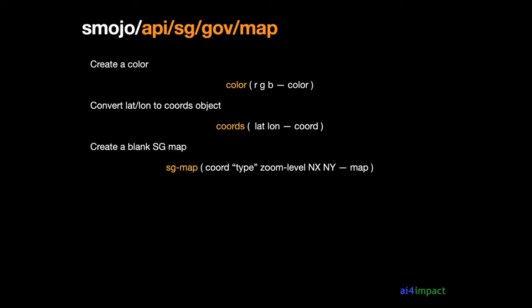Just to give you an overview, to summarize, the first input is the coordinate, then the kind of map you want. The API supports a few maps. We'll just use the default map.